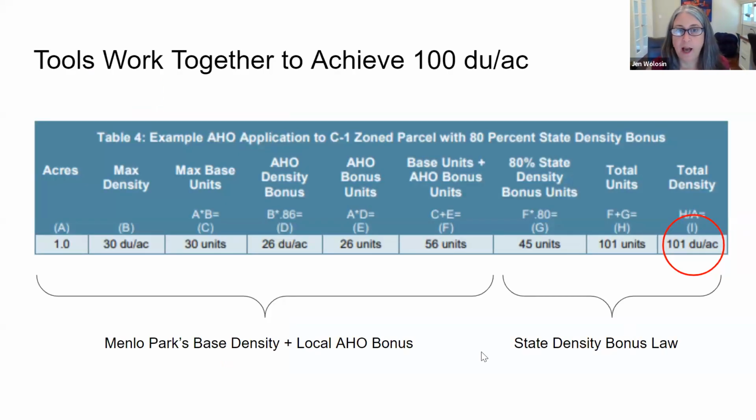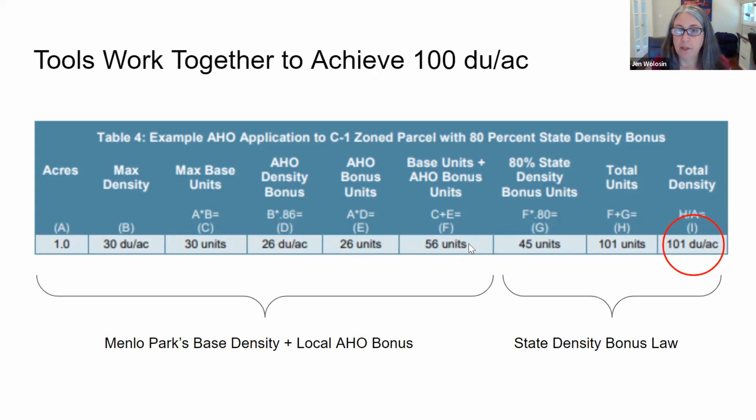So how does the affordable housing overlay that the city is providing work with the state density bonus law to get to that 100 units an acre? Well, let's take a look. Let's again go back to that 1 acre parcel that has a 30 unit an acre density. That would give 30 units. With our affordable housing bonus, which I just mentioned was 86%, that would give us another 26 units. That would give us 56 units, or on that previous slide it said 55.